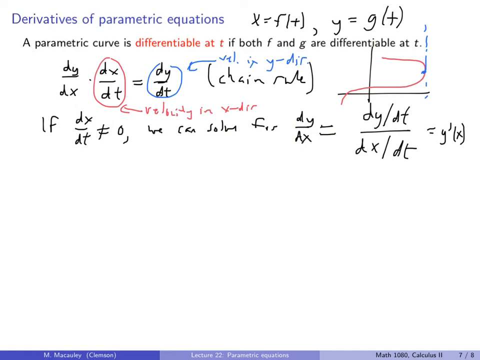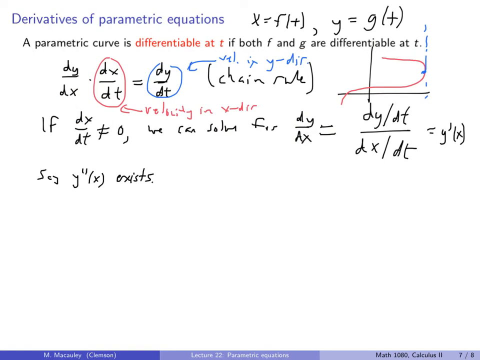Okay, so let's talk about the second derivative briefly. Let's suppose that the second derivative exists. I'll show you how to come up with a formula for it. So let's write that down. Let's say that y double prime of x exists. I'll show you how to write it similar to what we did above.